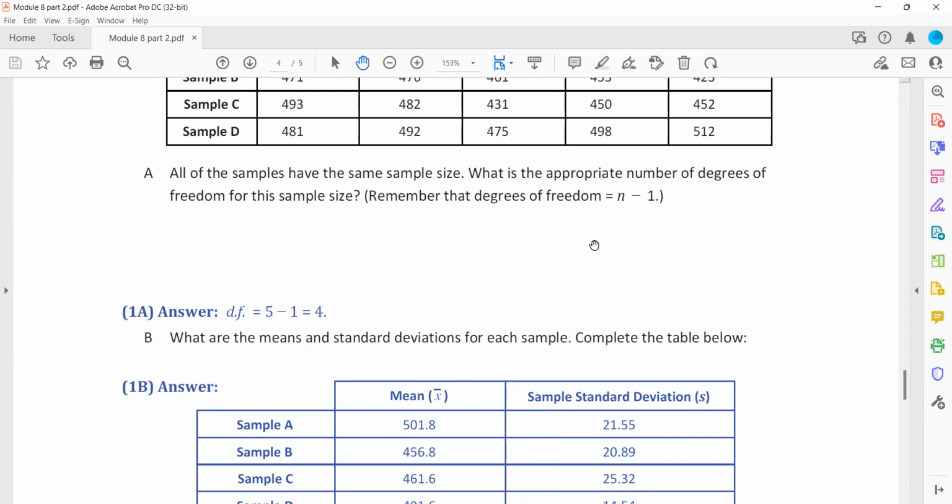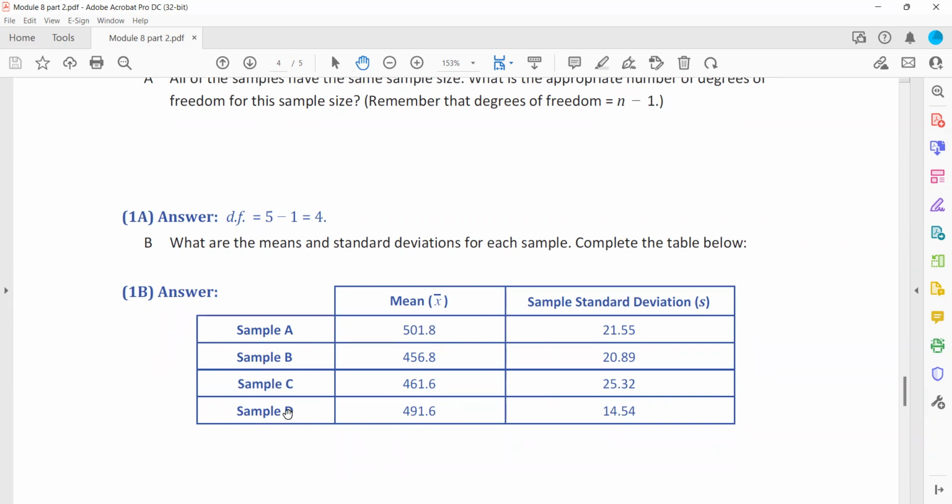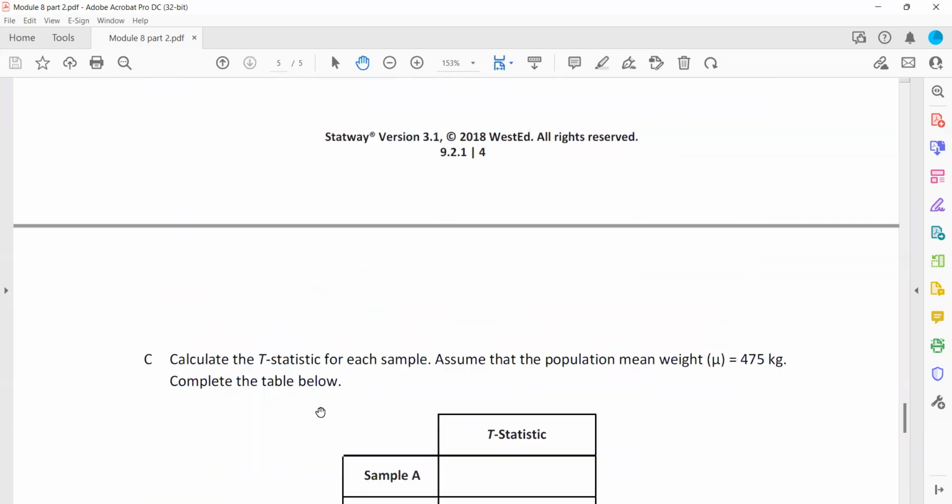For example, for the first sample, the mean is 501.8 with standard deviation 21.55. For the second sample, it is 456.8 with variability 20.89. For the third sample, it is 461.6 with variability 25.32. For the fourth sample, it's 491.6 with variability 14.59. Okay, this is the information in each sample.